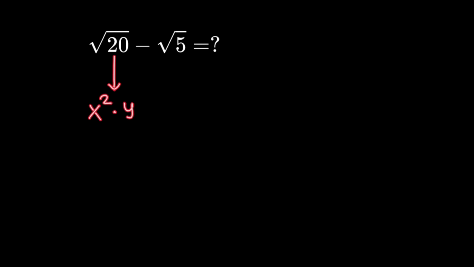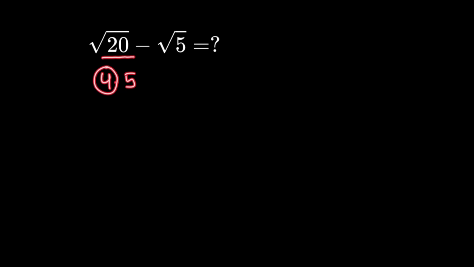Perfect square just means a number with a clean square root. Now, look at 20. We could write it as 2 times 10, but that doesn't help. Instead, write it as 4 times 5. And that's perfect, because 4 is a perfect square.